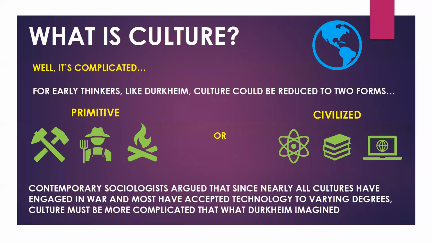So first, what is culture? It can be a little bit complicated. Our definition of culture has changed over time. So for earlier thinkers like Durkheim, culture could basically be reduced down to two forms. So first is primitive, or it could be civilized. And typically the way that we decide between the two is the presence or advancement of technology. So contemporary sociologists argue that since nearly all cultures have engaged in war and most have accepted technology to varying degrees, culture must be a little bit more complicated than what Durkheim initially defined it.